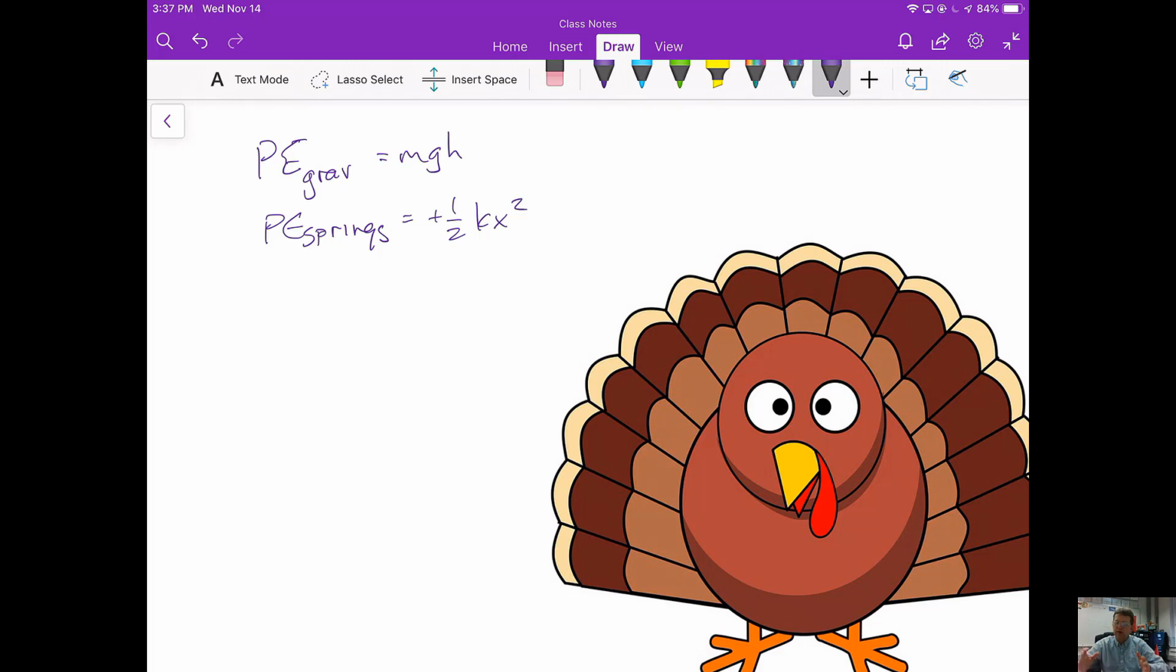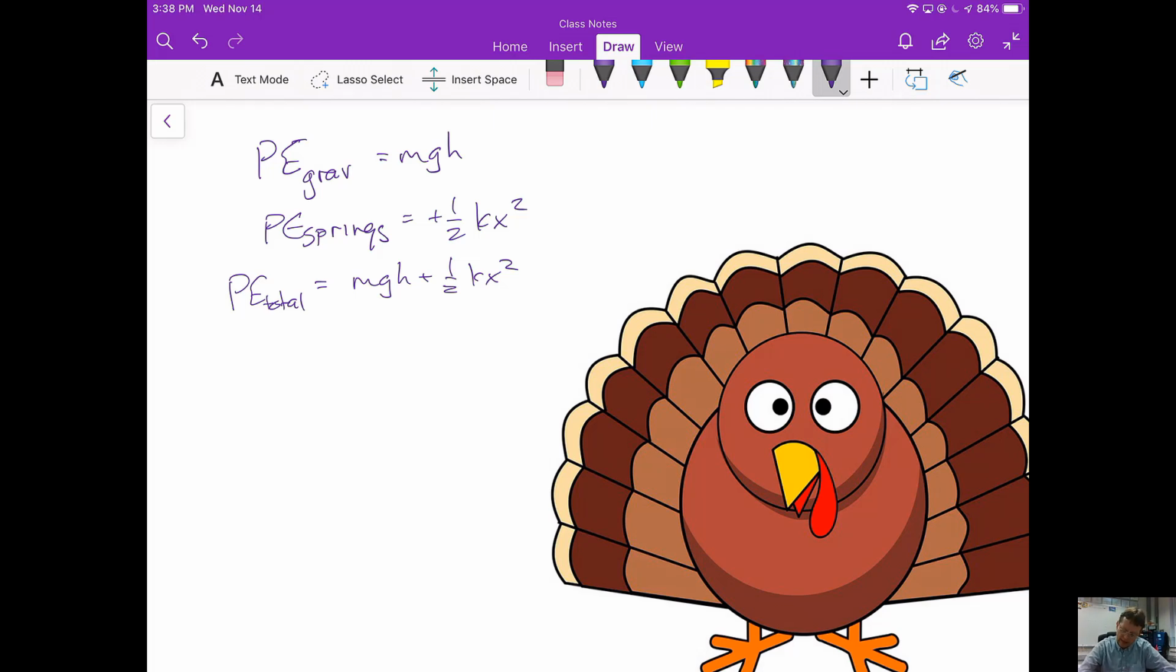So if you squish a spring, it's going to push outwards. You stored 1/2 kx squared. If you stretch a spring, it's going to pull back. It's got stored energy 1/2 kx squared. So our total potential energy, if we've got springs and gravity, is going to be mgh plus 1/2 kx squared. But if you've got no springs, then the potential energy due to spring is 0. If you've got no gravity, potential energy due to gravity is 0.